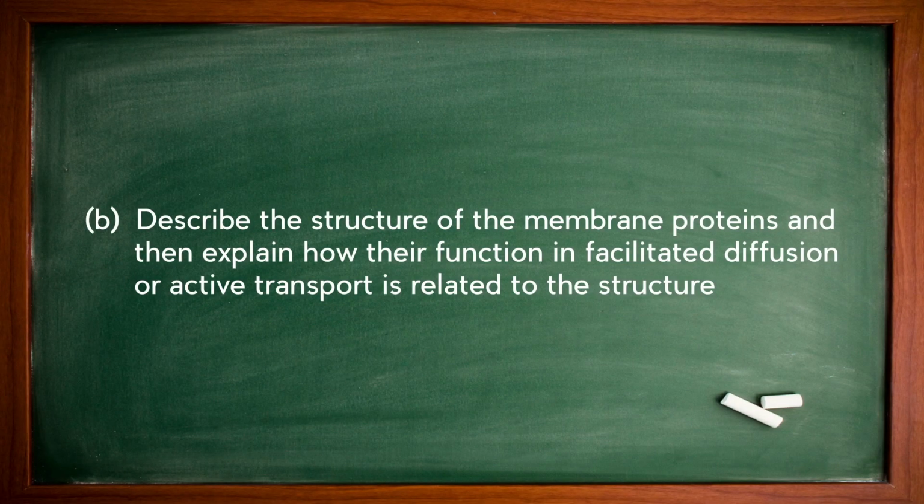Let's look at part B. So part B, just to remind you, says, describe the structure of the membrane proteins and then explain how their function in facilitated diffusion or active transport is related to their structure. So now we're not looking at the phospholipids anymore, we're looking at those big proteins that are actually part of the cell membrane or going across the cell membrane.